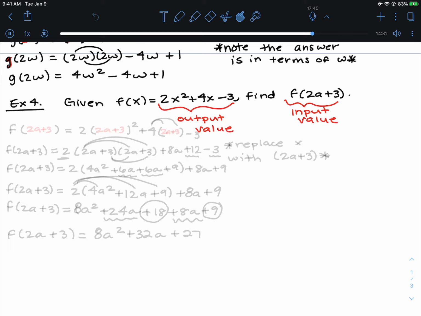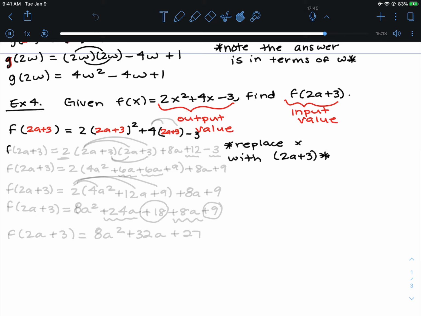So we're going to replace every single x with 2a plus 3. Remember, use parentheses. So we're going to have f of 2a plus 3 equals 2 times 2a plus 3 squared plus 4 times 2a plus 3 minus 3. So wherever I have the parentheses, I should put 2a plus 3, 2a plus 3, and then 2a plus 3. So now we go ahead and do PEMDAS.